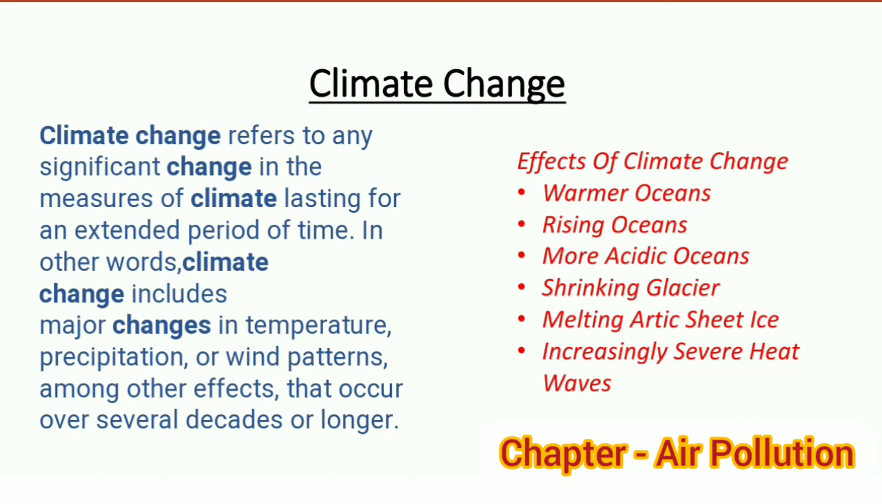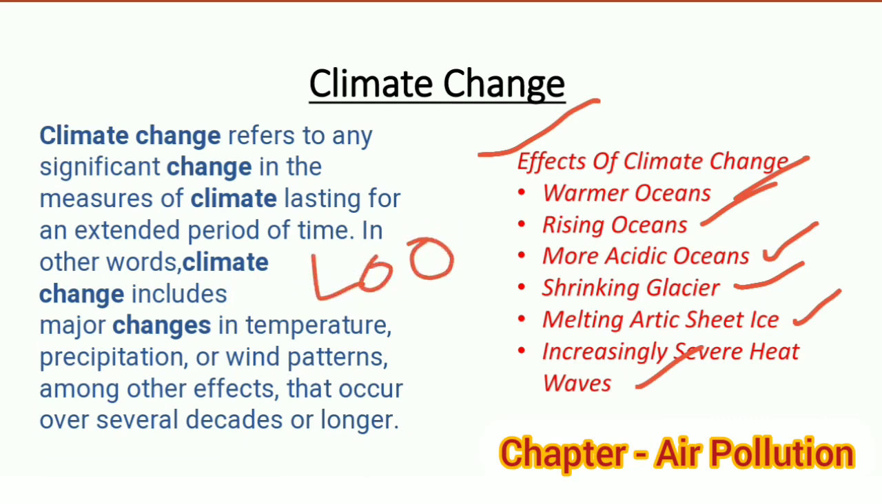Now, what are the effects of climate change? Like warmer oceans, rising oceans, more acidic oceans, shrinking glaciers, melting Arctic ice sheets, increasing severe heat waves, which we also call Loo, which flows in the summer.